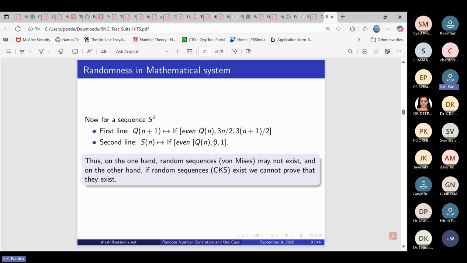So the conclusion is that a random sequence may not exist, as von Mises theory tells, because we don't know.